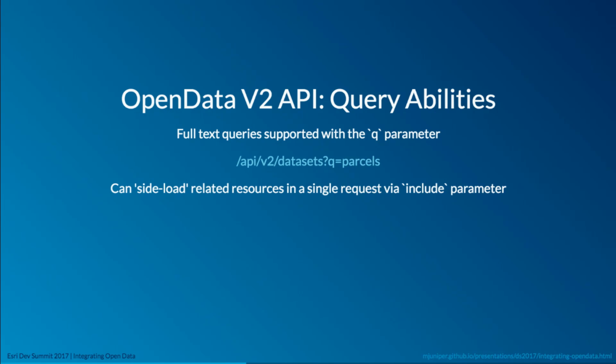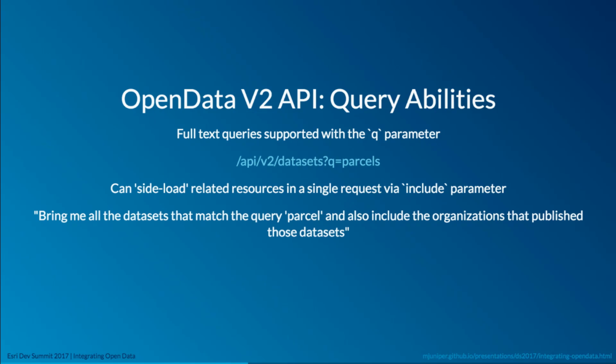You can sideload resources, and you use the include parameter in order to do so. So say I wanted to make the request, bring me all the data sets that match the query parcel, and also include the organizations that publish those data sets. That URL looks like this. So it's an information rich and dense request, and in many APIs, you might have to make the first request and then have an array of subsequent requests that you have to generate based on that. JSON API is very good at reducing the number of requests you have to make.